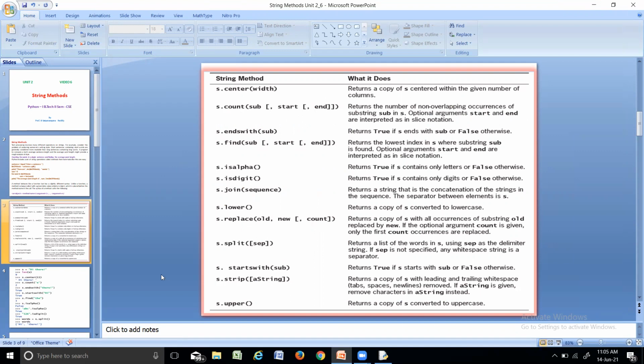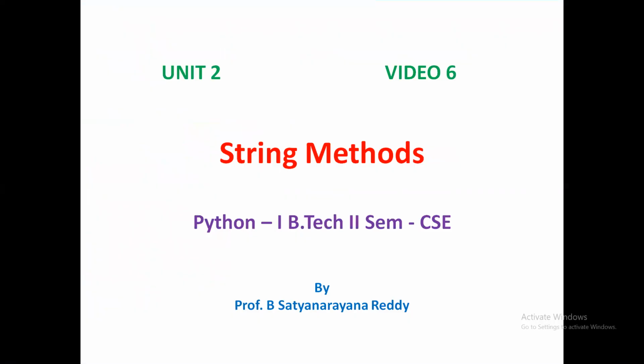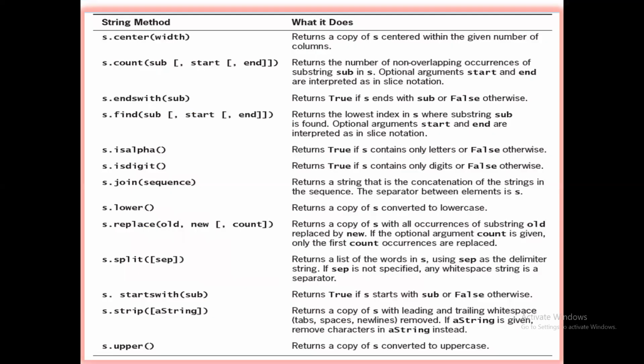Then there are two more methods, starts with and strip. S dot starts with of any substring will return true if the corresponding string starts with the specified substring. Otherwise, it returns false. It's very simple to understand. If the string you are calling on starts with the substring, then it returns true. Otherwise, it returns false.